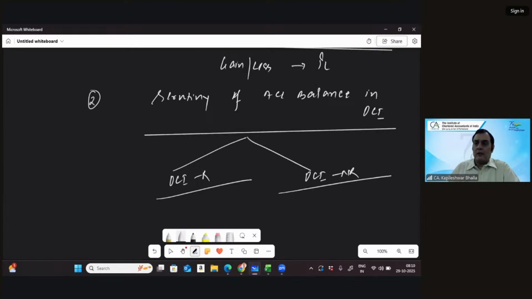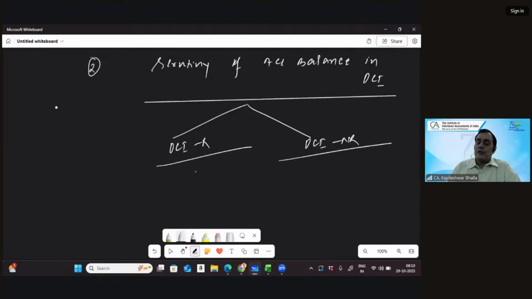And I think by now you will be very clear. Once you look at the balances, what is R and what is NR, you'll definitely get the picture. If it is a case of OCI R, this will be transferred to the P&L. And if it is a case of OCI NR, then this will be put in the retained earnings.